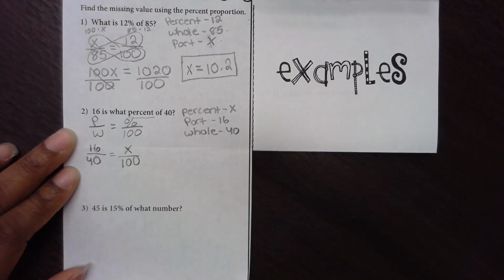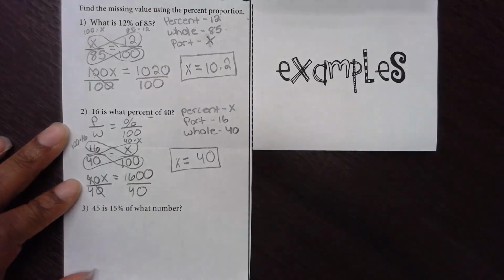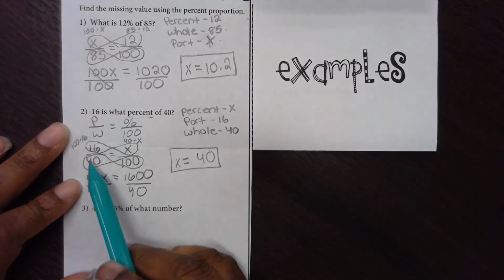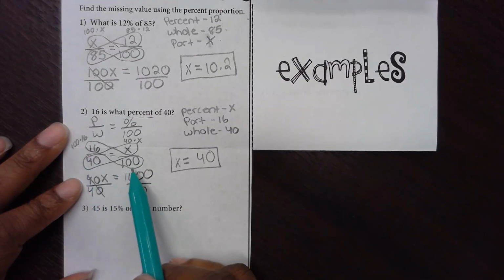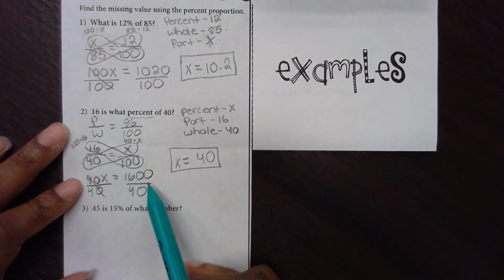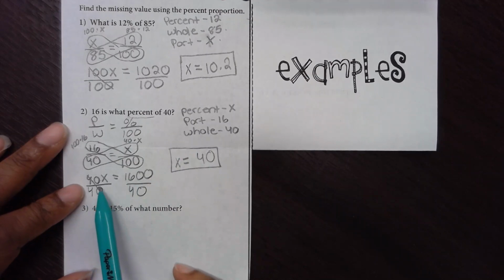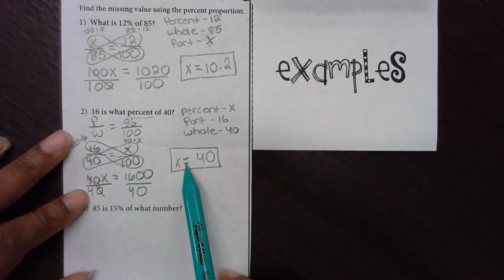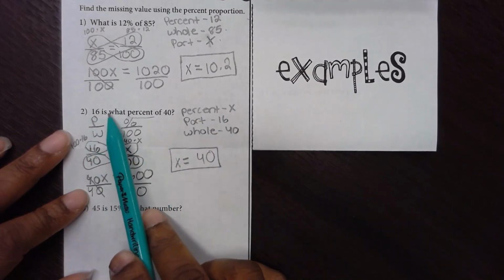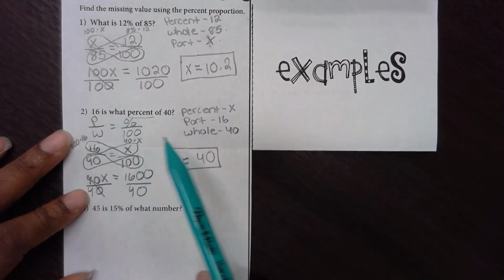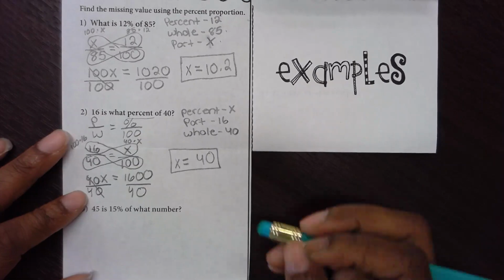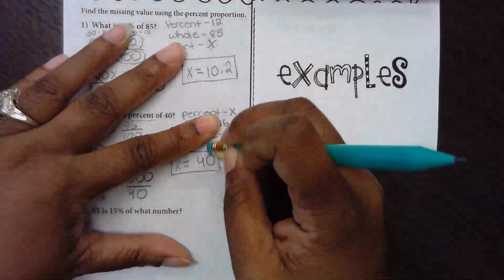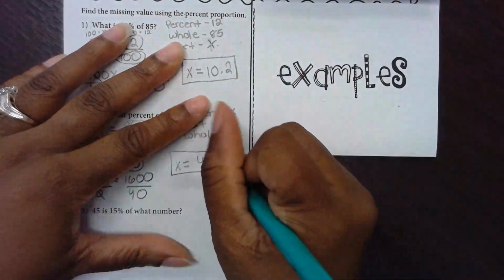Pause the video, solve this, and tell me what our percent is. You should have cross multiplied. 40 times x is 40x. 16 times 100 is 1,600. And then divided by 40. So 16 is what percent of 40? 16 is 40% of 40. And I guess even here I would put x equals 40%.